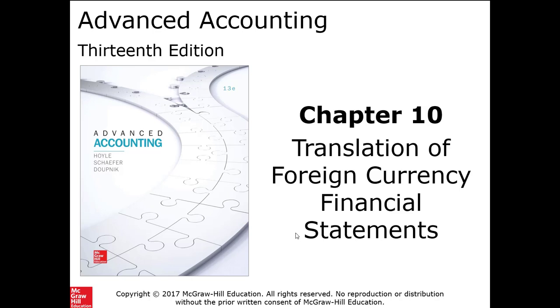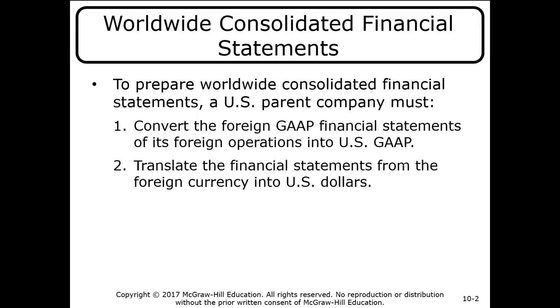Chapter 10, Translation of Foreign Currency Financial Statements. So Chapter 9 was Transactions. Chapter 10 is Translations. So in the event of a consolidated group with a U.S. parent that has foreign subsidiaries, then there are two steps that the parent must take in order to consolidate.